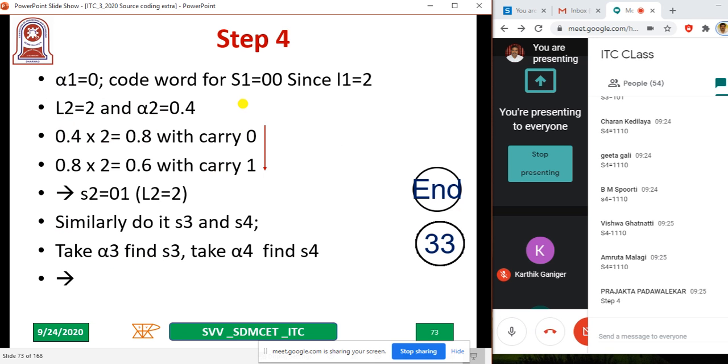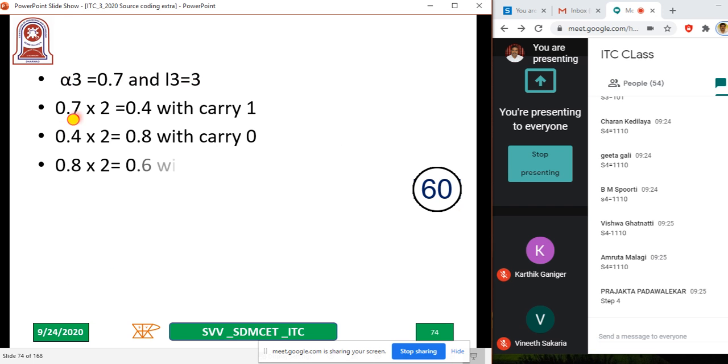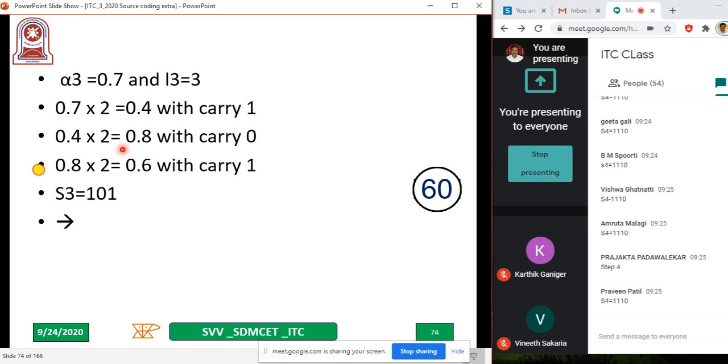I'll show you there only. Step 4. Okay, I'll show you. See, alpha 3 equal to 0.7 and L3 equal to 3. Now 0.7 into 2, 1.4, that is 0.4 with a carry 1. 0.4 into 2 equals 0.8 with a carry 0. 0.8 into 2, 1.6, 0.6 with a carry 1.